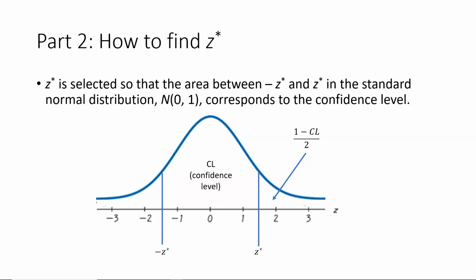So here's how we're going to do it. Notice that the confidence level is going to correspond to a region on the standard normal distribution curve that is right smack in the middle. So we're going to select z asterisk so that the area between negative z asterisk and z asterisk in that standard normal distribution corresponds to that area in the middle, which is the confidence level. And notice also that what that means is that the right tail area will be 1 minus the confidence level, divided by 2. That gives us the area in either of the tails, the left or the right, for that standard normal distribution.